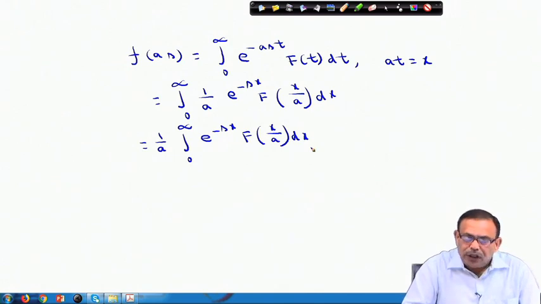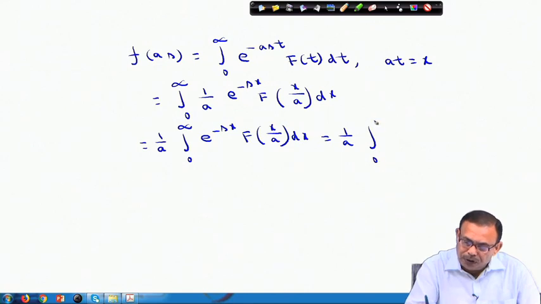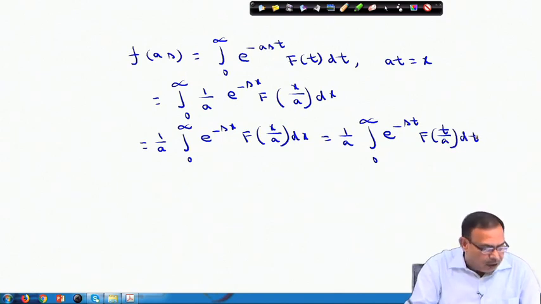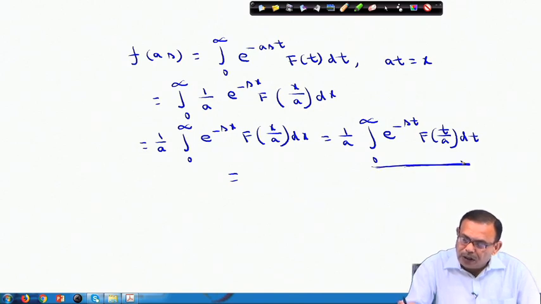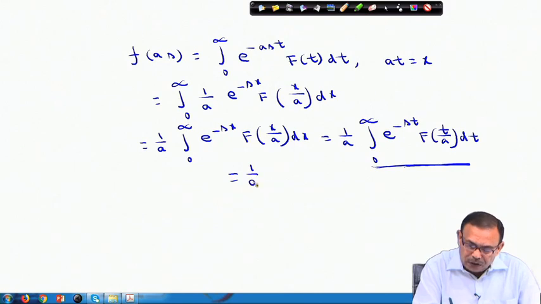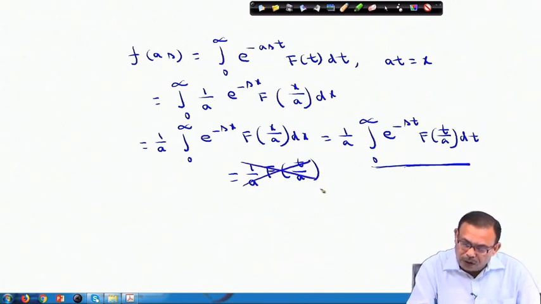So, again x can be replaced by t, that is 1 by a, integral 0 to infinity e power minus s t into f of t by a dt we can write down. This integral is nothing but the Laplace transform of the function f of t by a. So, this will be equal to 1 by a into Laplace transform of f of t by a.